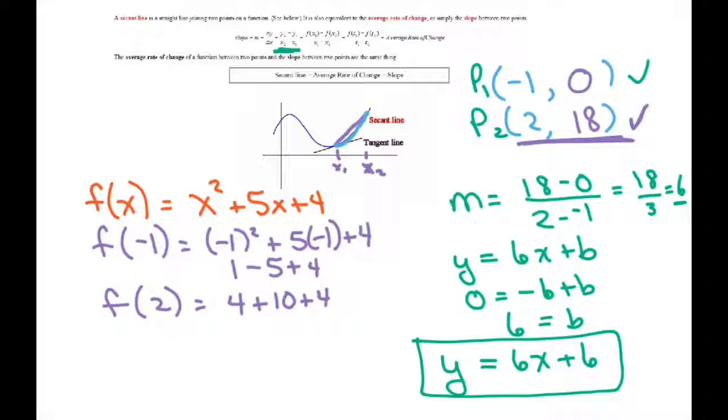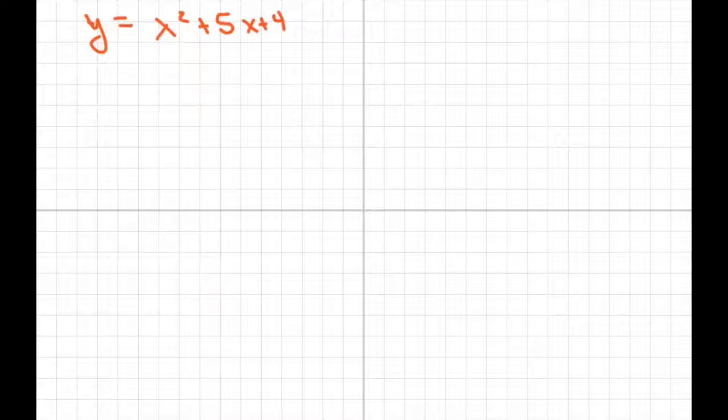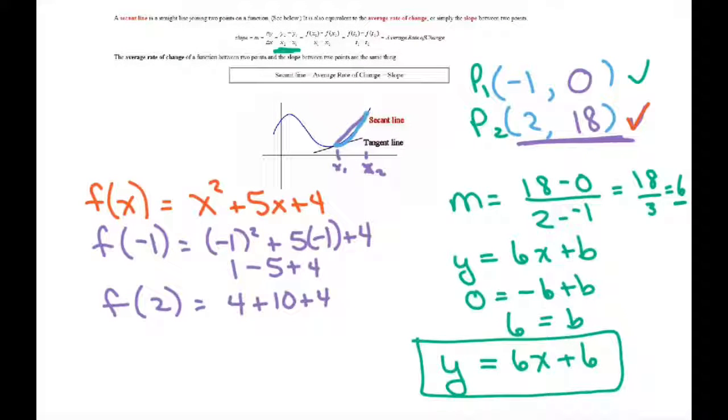Again, I'm going to graph this, but just know that the way my iPad is going to be, it's hard to graph this point here. So let's go ahead and get started. Looking at this, let's see, (-1, 0), (2, 18).